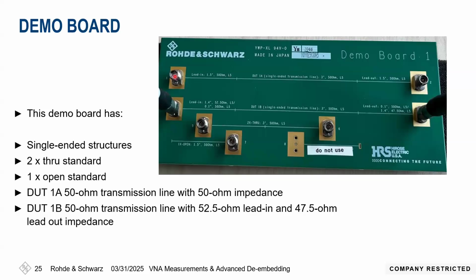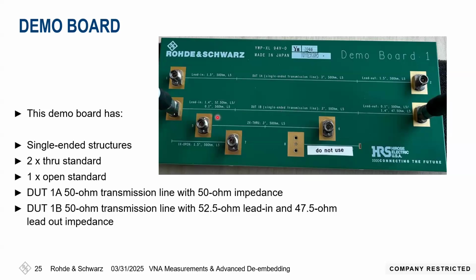And then on this board, I have two types of device under test. So this DUT, which is named 1A, is a simple transmission line of 50 ohms. And the lead-in and lead-out structure is also 50 ohms. But this other device, which is named 1B, is kind of interesting. So I have this transmission line, which is my area of interest or device under test.